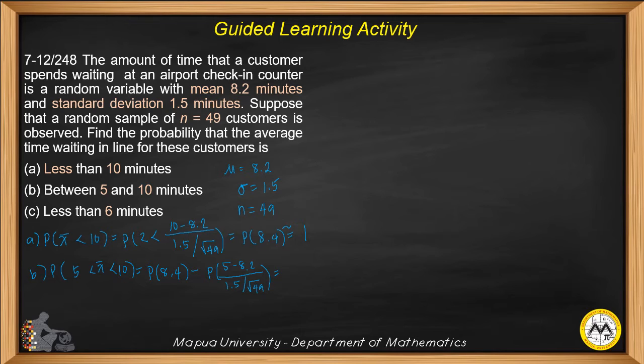So I think this is also approximately equal to 1. And for letter C, the probability that x bar is less than 6. So that would be P of 6 minus 8.2 over 1.5 over square root of 49. So I think this is approximately equal to 0.